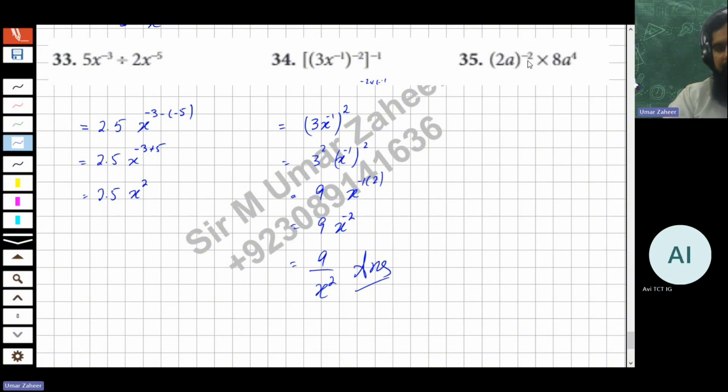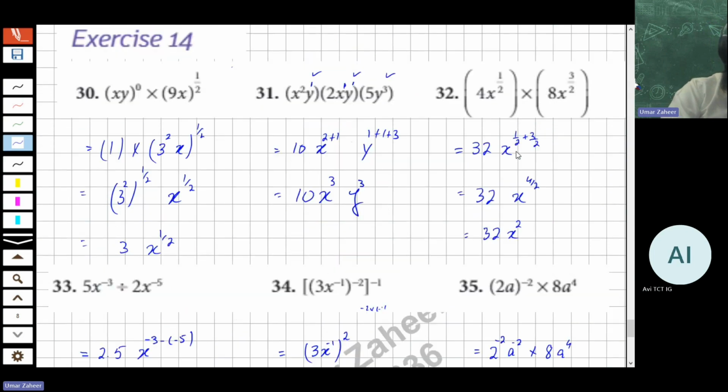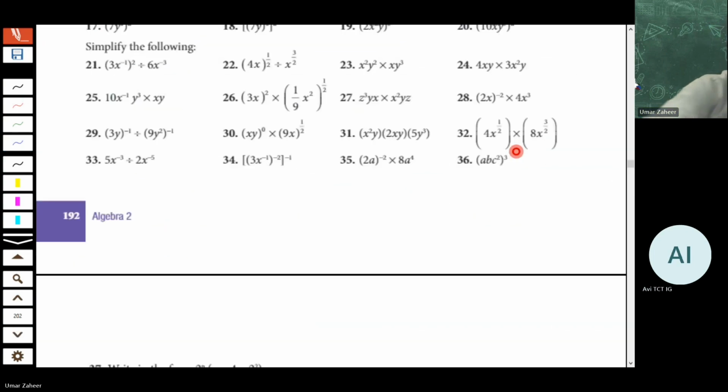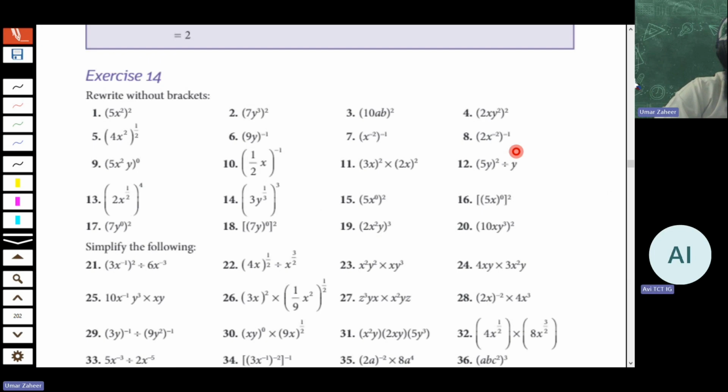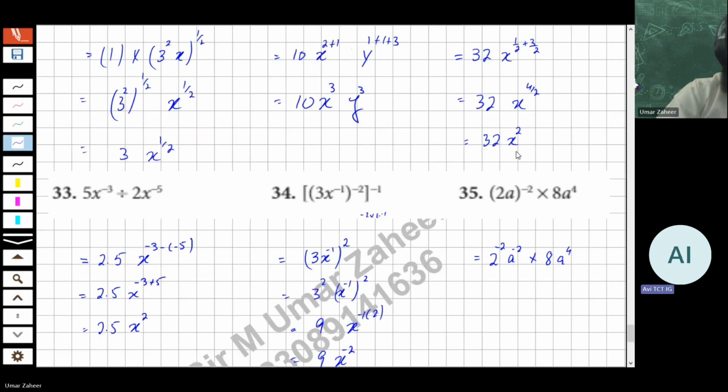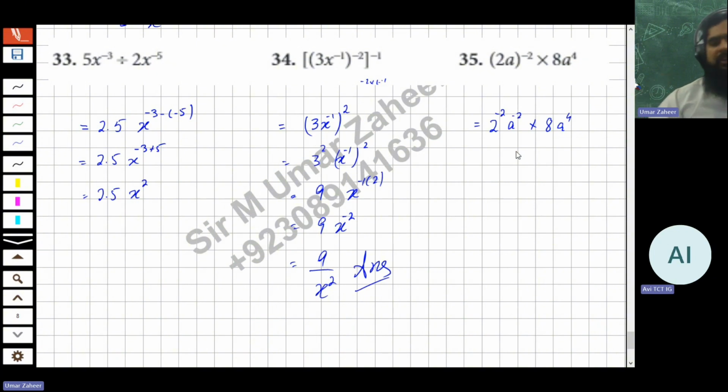There is a power of minus 2, so just apply the power: 2 raised to power minus 2 and a raised to power minus 2, multiplied by 8 a raised to power 4. Now you have two options. You can convert the 8 into indices form, or convert the 2 into numerical form. Here the question was to simplify, so it's up to you. You can solve in indices form, or convert into numerical form and then solve. It totally depends upon you.